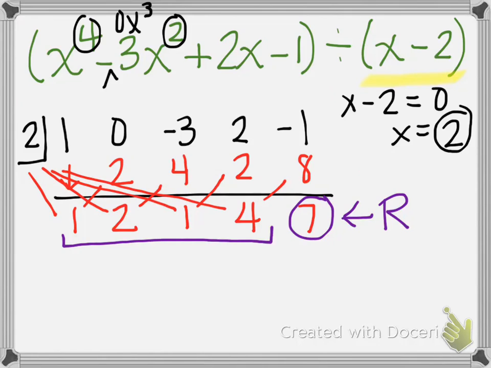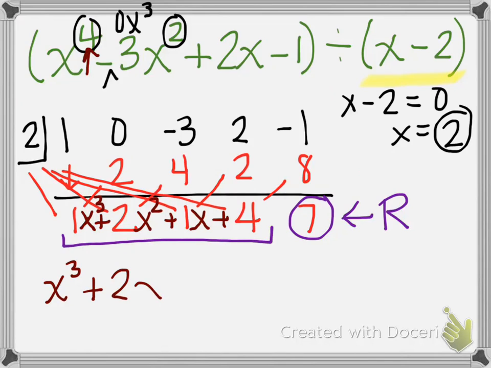So now, to figure out what degree it is, I look at my starting degree. Since this is a degree 4 equation, this is going to be a degree 3 polynomial, which means this is degree 2 right here. That's x to the first power, and that's my constant. These are all positives, so I just put pluses in between. So my polynomial, that's my answer, is x cubed plus 2x squared plus x plus 4, and then I have a remainder of 7.